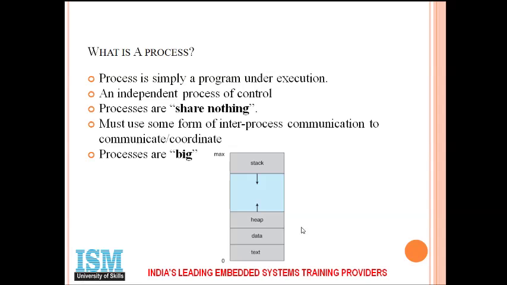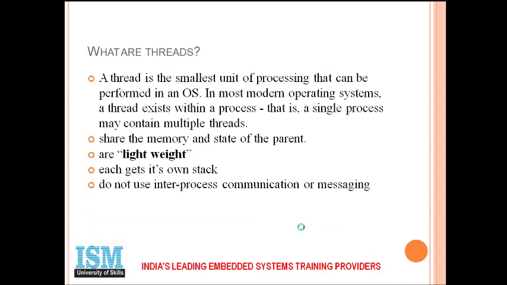So now we'll come to the definition of your thread. A thread is the smallest unit of processing that can be performed in an OS. In most modern operating systems, a thread exists within a process, that is, a single process may contain multiple threads. In order to implement parallelism in your application, we are going to use the threads concept. And I can also define the thread as an individual part of your program that can be executed individually.